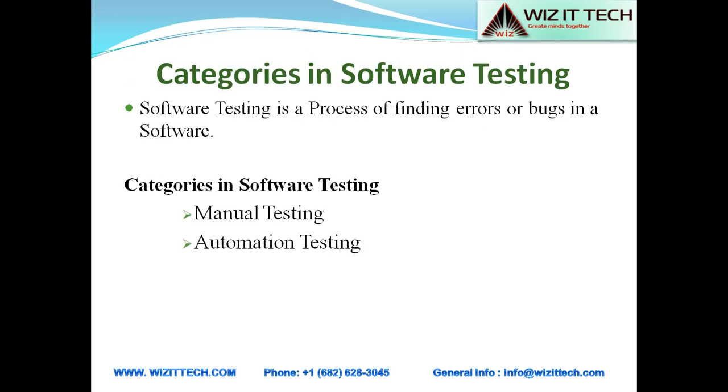Then what are the categories we have in software testing? There are two categories. One is manual testing and the other is automation testing. These two categories are processes of finding errors, defects or bugs in an application. We'll discuss what manual testing and automation testing are in the coming slides.